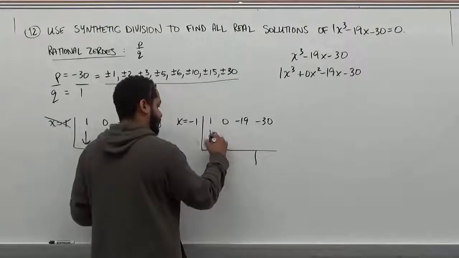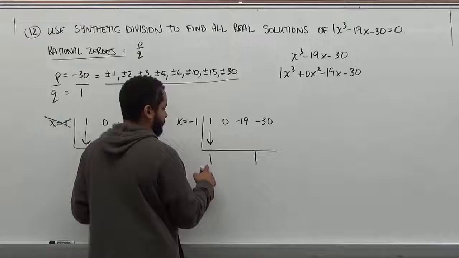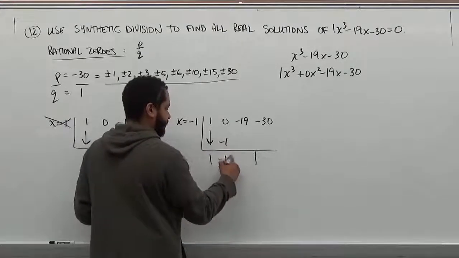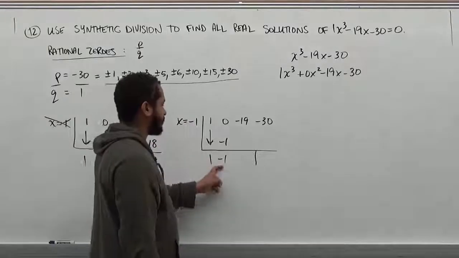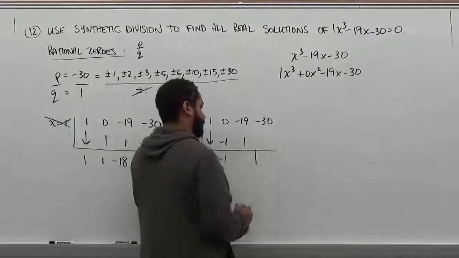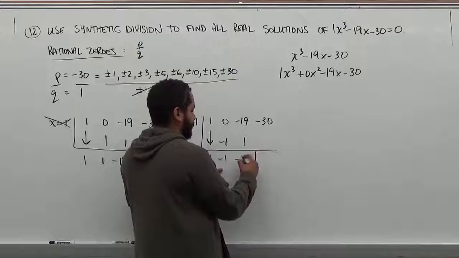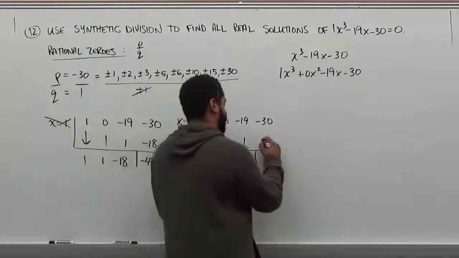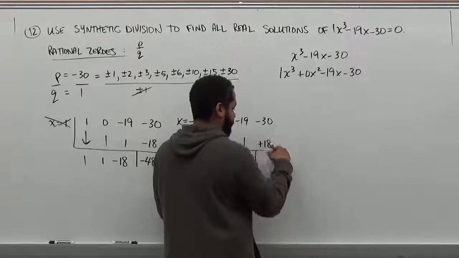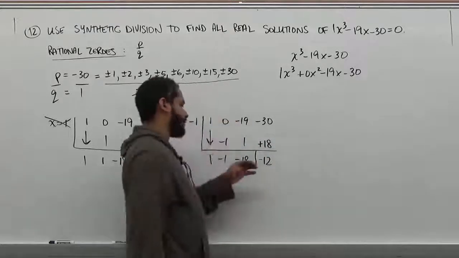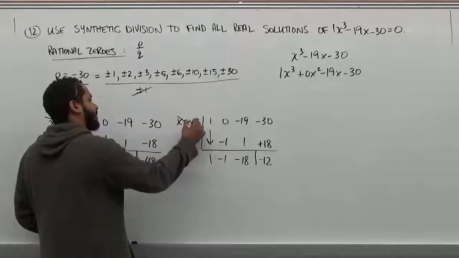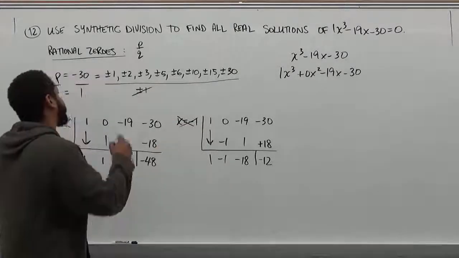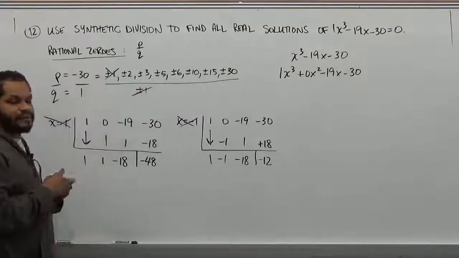process of, again, the 1 comes straight down and we multiply 1 by negative 1. It's negative 1. We add these two, we get negative 1. We multiply these two. That's positive 1. So we put the 1 here and we add these two. It's negative 18. Now we multiply these two. That gives positive 18. When we add these two, we get negative 12. Now here this is not 0 either, so we know that x cannot be negative 1 either. So neither of these two are solutions. So we could disregard the 1 as being a solution.